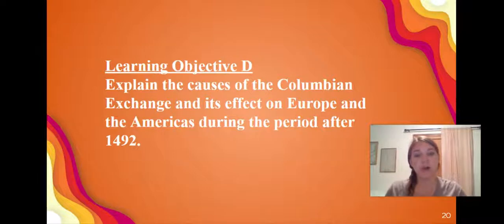We want to explain the causes of the Columbian Exchange and its effect on Europe and the Americas during the period after 1492. So the causes of the Columbian Exchange, you want to be thinking about what allowed for this to happen: the age of discovery, the early exploration, those 3 Gs. The effects on Europe, you want to think about the positive population growth due to new food groups. And then the Americas is really those devastating effects of the epidemics.